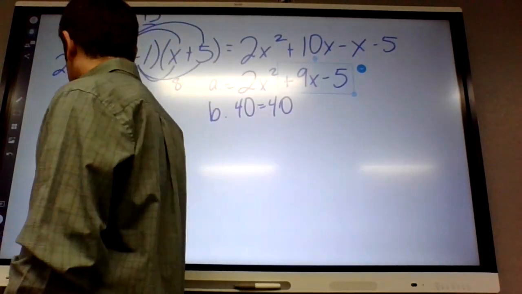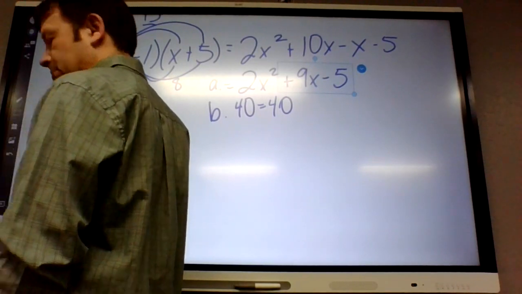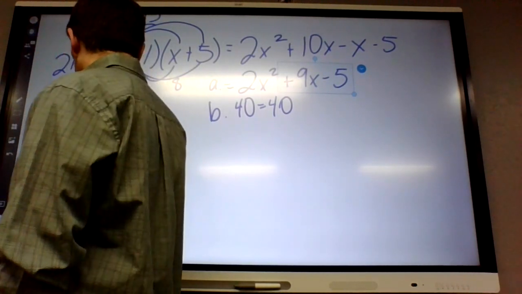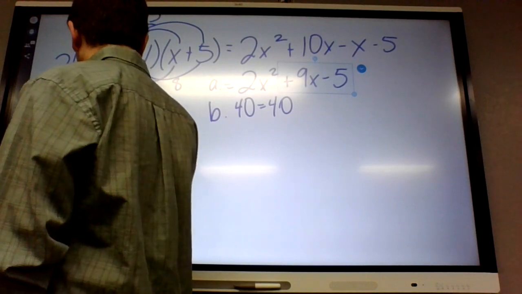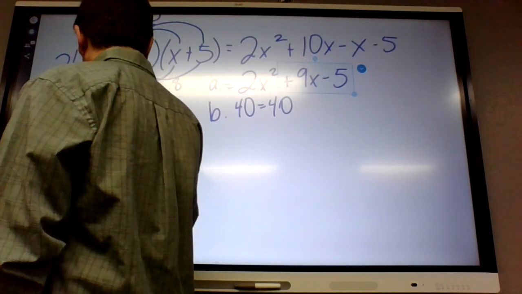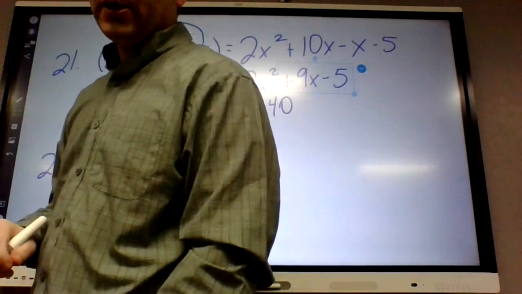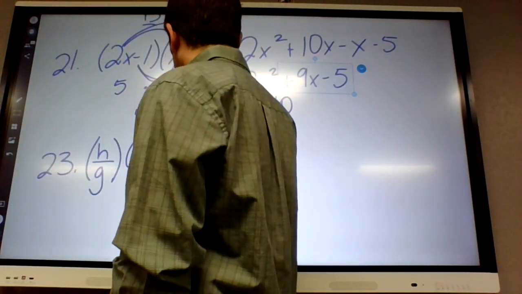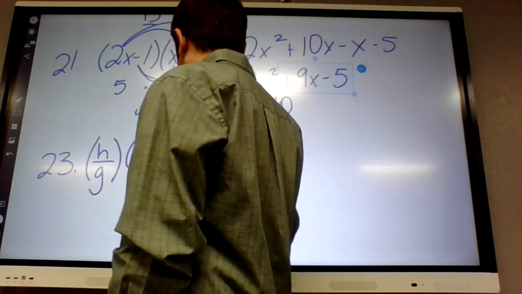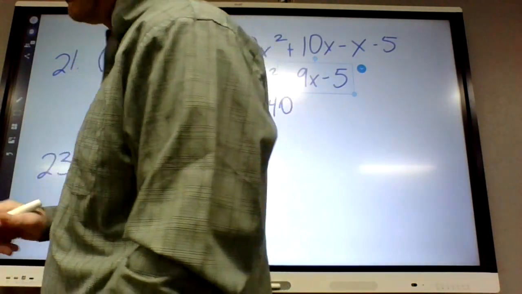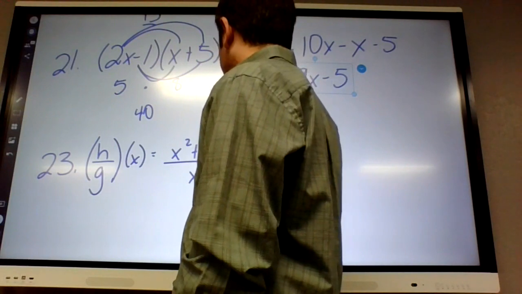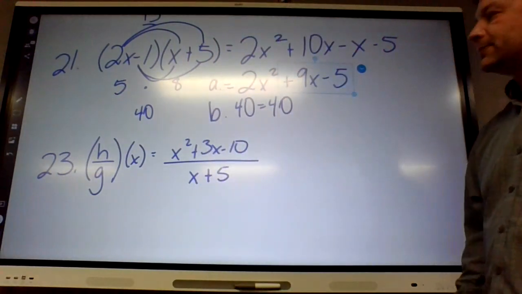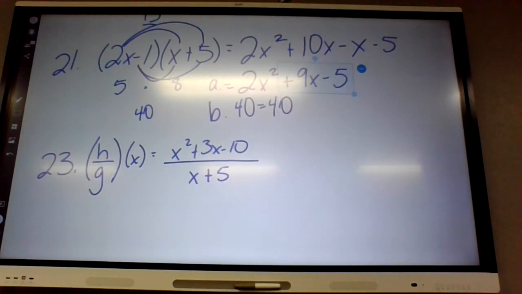H divided by g of x. Okay, dividing x squared plus 3x minus 10 divided by x plus 5. Well, does that simplify? Yeah, it does.